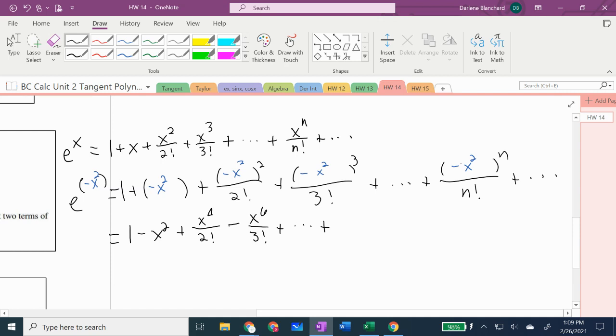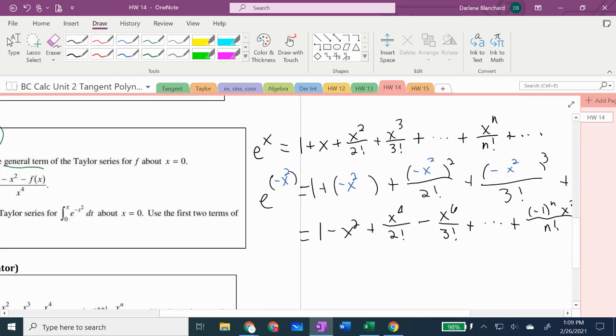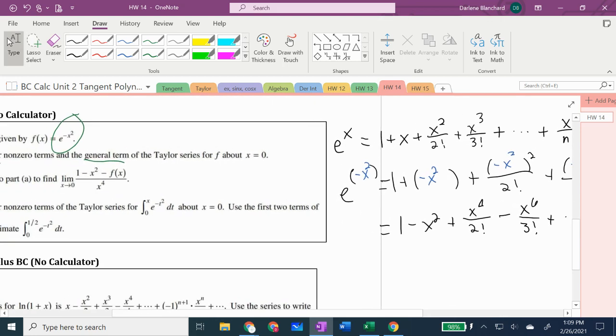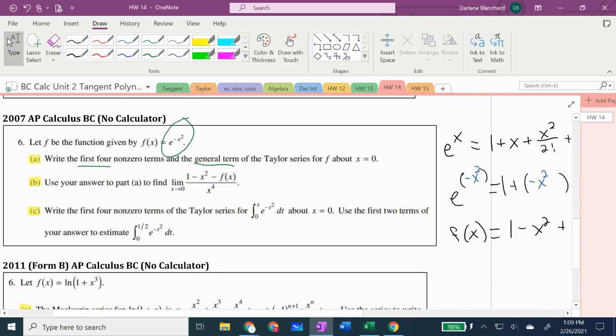For the general term, I separate the -1 multiplication, and then x to the 2 to the n is x to the 2 times n. And that is now my e to the negative x squared, which is being represented, it is being named as f of x. So that is part A.